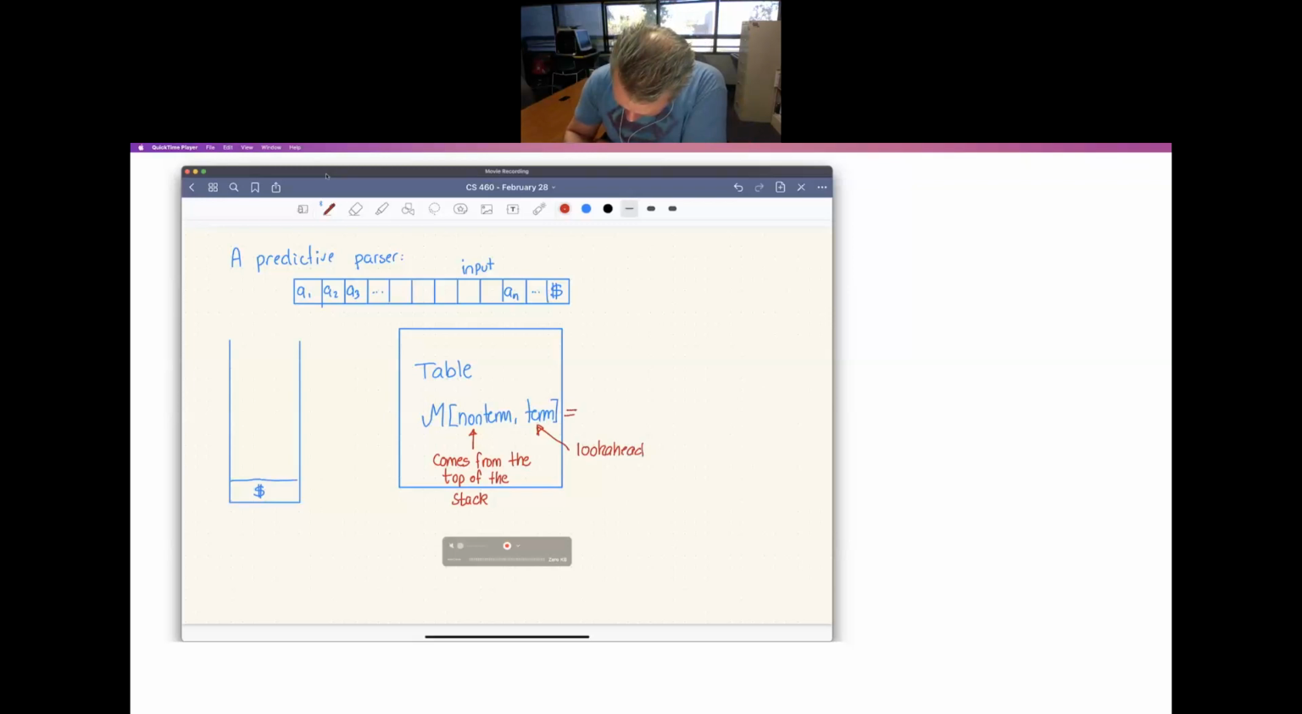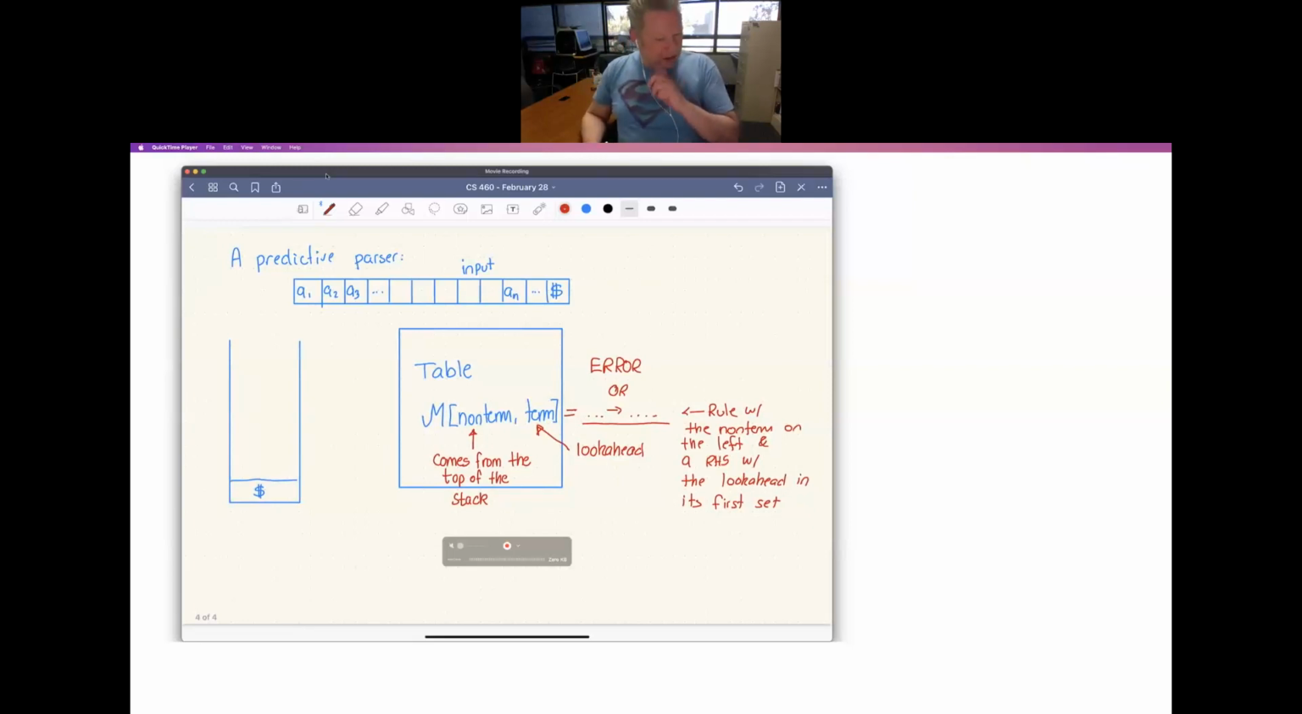And that lookup here is going to be some rule with the non-terminal on the left and a right-hand side with the look ahead in its first set, or an error entry, because it could very well be that the look ahead is not in the first set of any of the right-hand sides, in which case we would do an error.